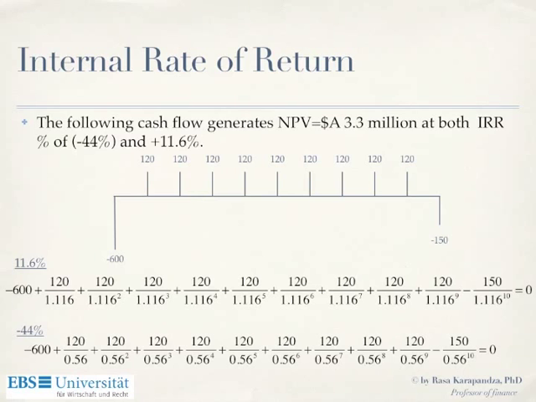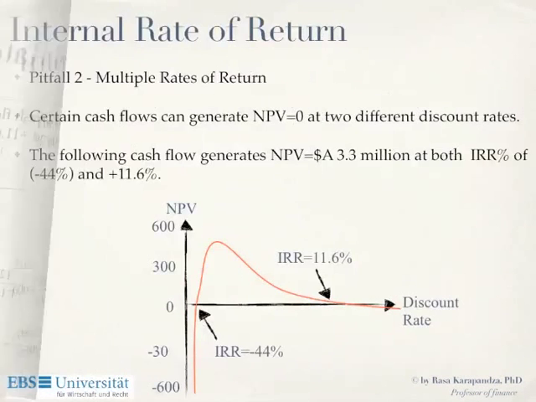So, this is how the net present value changes with the different internal rate of return if you plot it for this project. It will cross 0 at 2 points, at minus 44% and at 11.6%. You cannot say from this chart which one is the correct solution. And this is by far the most popular decision tool among the CFOs.